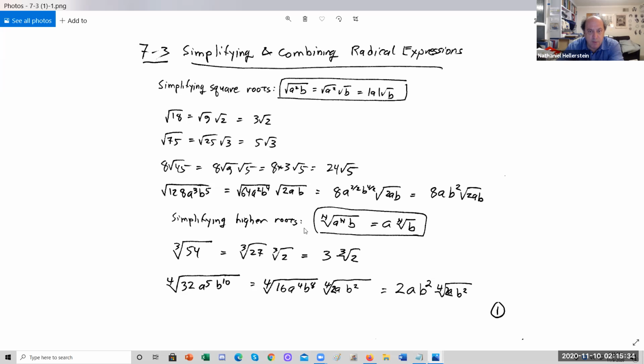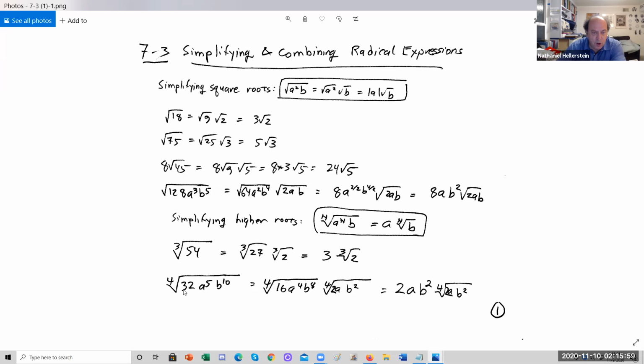Now similar things happen for simplifying higher roots. Look, you have an nth root of something, you look for the largest nth power in the root, and it comes out to be a times the nth root of b. So for example, cube root of 54. The largest cube factor of 54 is 27. 27 times 2. Cube root of 27 is 3, so you get 3 cube root of 2.